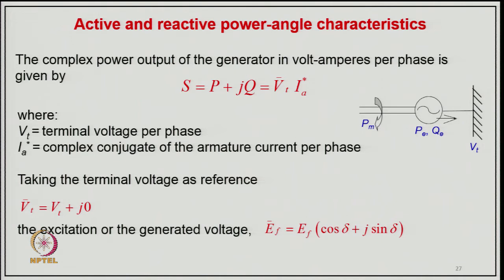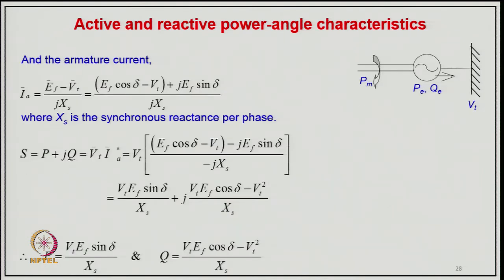So, you can say the complex output power of the generator in volt-ampere can be written as S equal to P plus jQ, and in terms of Vt it can be written as Vt into Ia conjugate, where Vt is the terminal voltage per phase, and Ia conjugate is the complex conjugate of the armature current per phase. Taking the terminal voltage as reference, we can say Vt at the angle of 0, so Vt plus j0, the excitation voltage of the generator E f will be E f in bracket cos delta plus j sin delta.